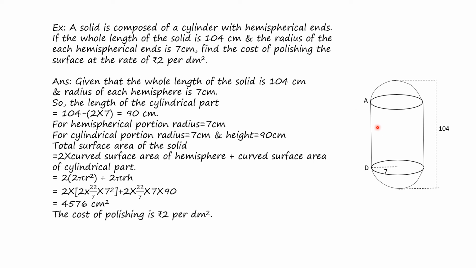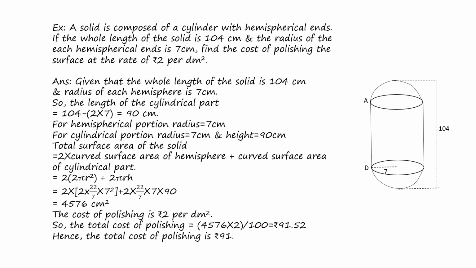Now the cost of polishing is rupees 2 per decimeter square. So the total cost of polishing is 4576 into 2 by 100. Why by 100? Because we got it in the form of centimeter square. So if we convert it into decimeter square, we have to divide by 100. So it is 4576 into 2 whole divided by 100, or it is equal to 91.52. Hence, the total cost of polishing is rupees 91.52, which is the answer.